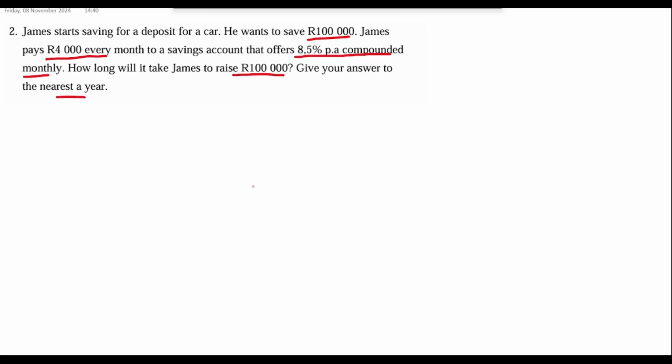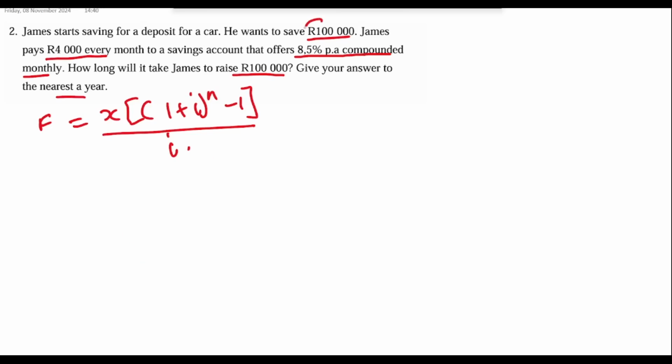We're finding n here. We're finding n, which is the number of payments, and then after that we can find the number of years. The payments are done monthly, so to find the number of years from payments, we can divide by 12. This is savings, so saving for the future. So we're going to use the future value formula. Our future value is 100,000, our x is 4,000, and our interest rate is 8.5% per annum compounded monthly. We have to divide by 12, and then we're looking for n.